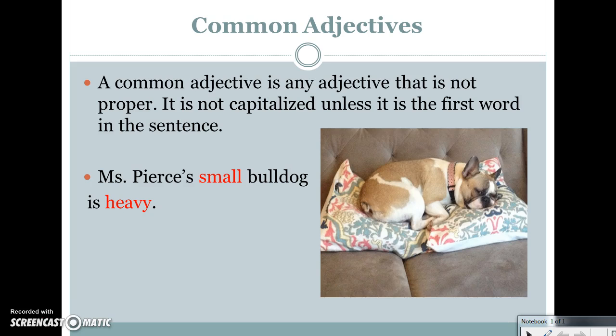Now let's look at common adjectives. A common adjective is any adjective that is not proper. It is not capitalized unless it is the first word in the sentence. For example, Miss Pierce's small bulldog is heavy. Both heavy and small describe the bulldog, but they are not proper adjectives.